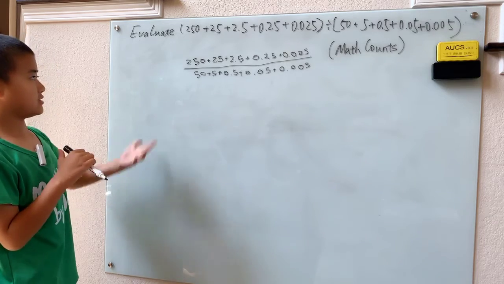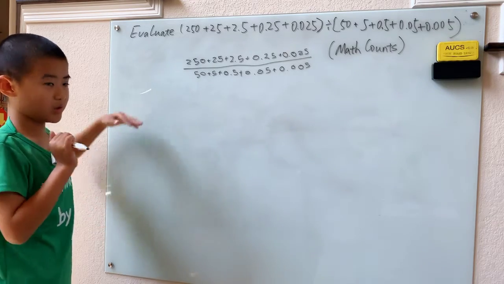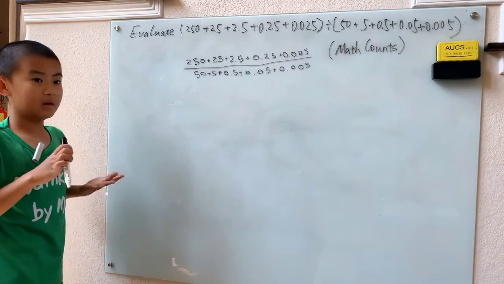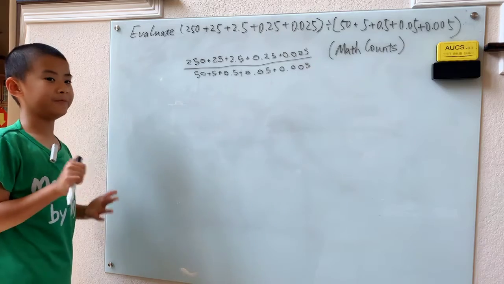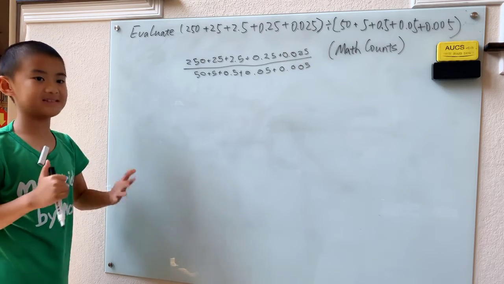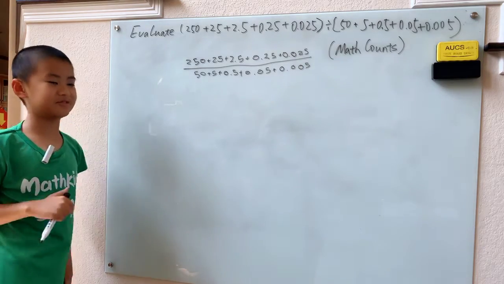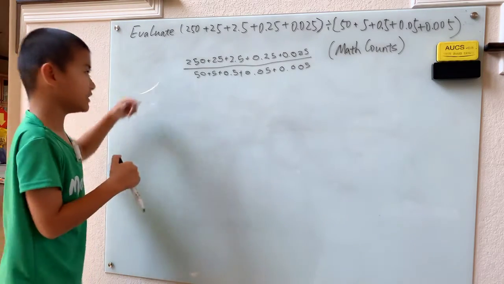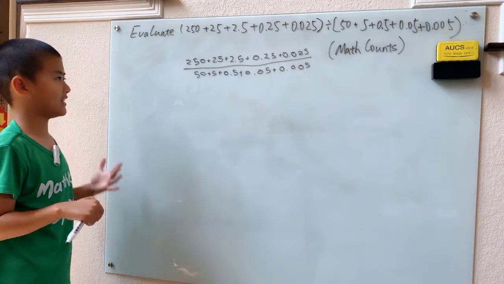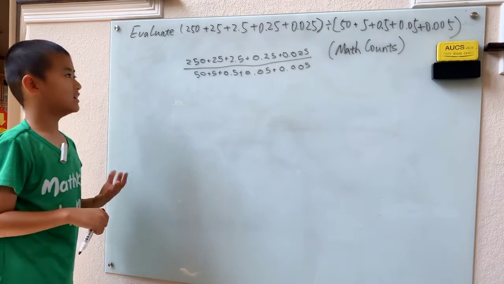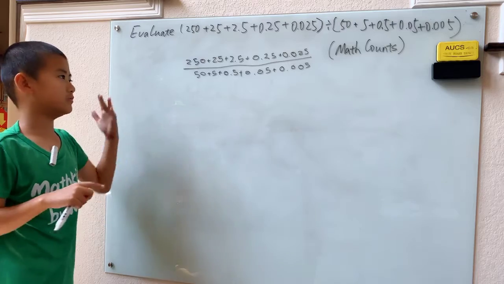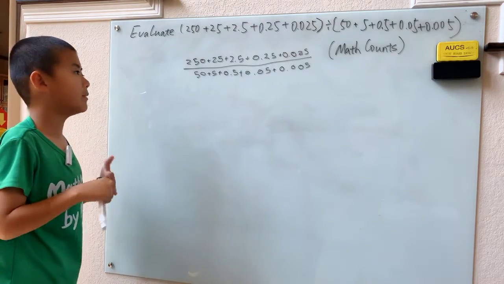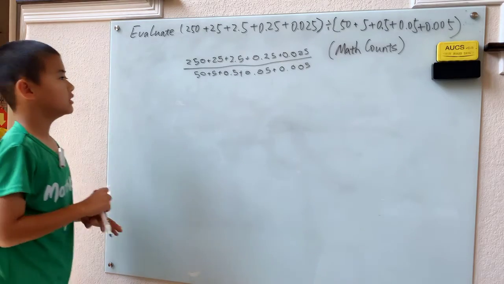But the thing is, we have fractions. We want to get rid of some of this confusing stuff in this fraction. Really, the only way to get rid of stuff in fractions is to cancel it. But since we have addition in the numerator and addition in the denominator, we can't cancel whatever we don't want, because you can only cancel with multiplication.